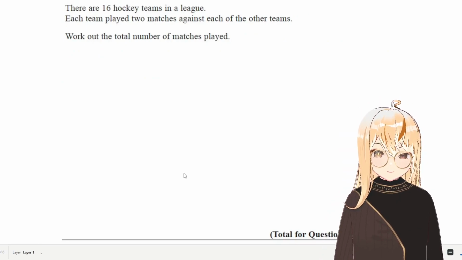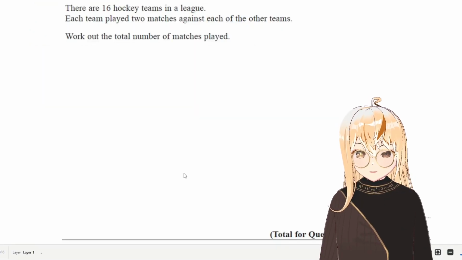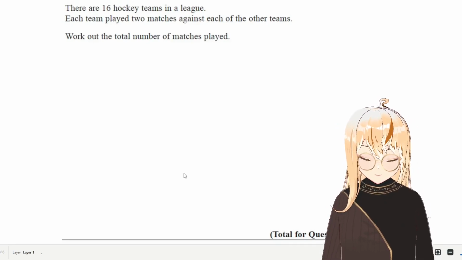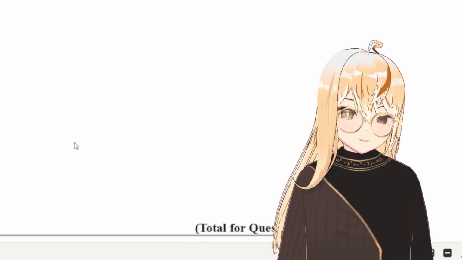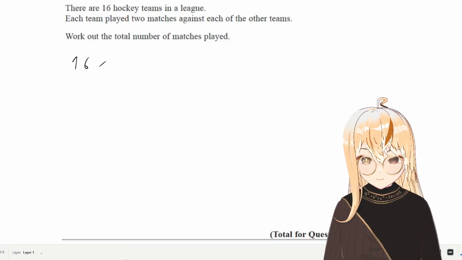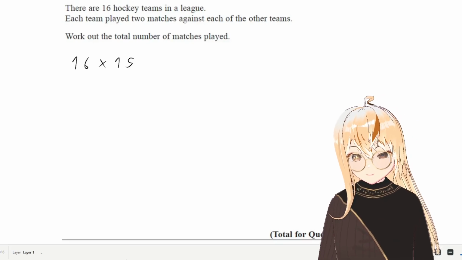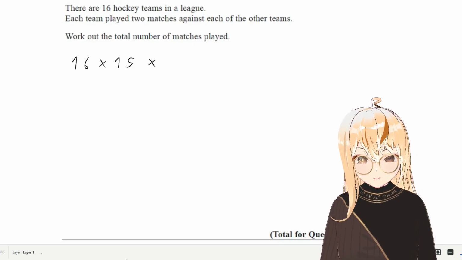In this question, there are 16 hockey teams, and each team played 2 matches against each of the others. So what you want to do is do 16 times 15, because the teams are playing against the other teams, and a team can't play against itself. So 16 minus 1 is equal to 15. But it says that they played 2 matches against each other, so we should multiply this by 2.